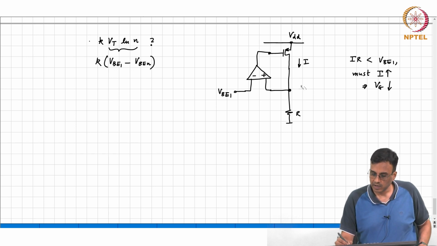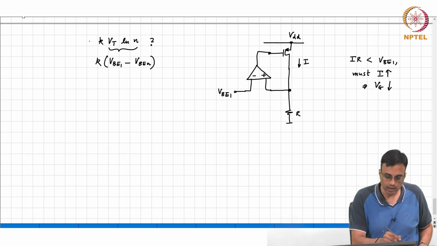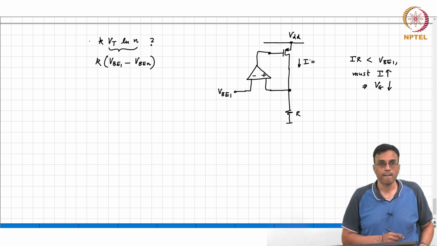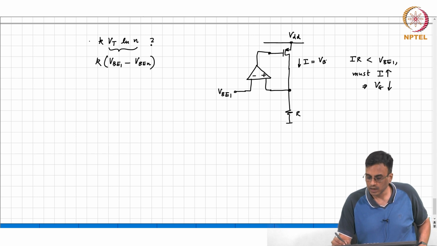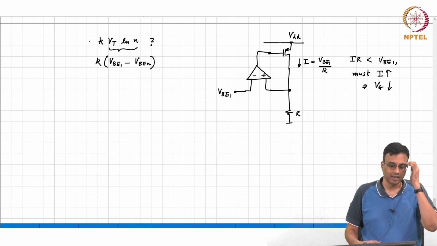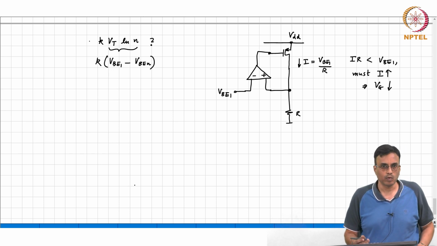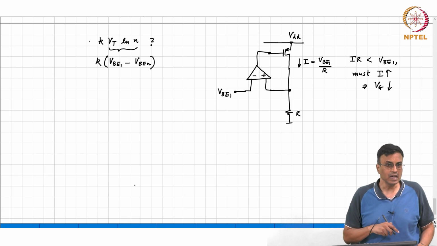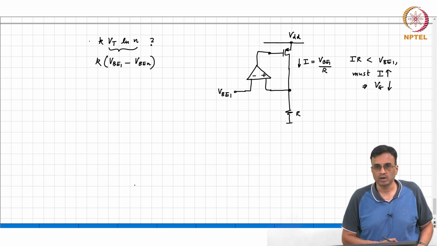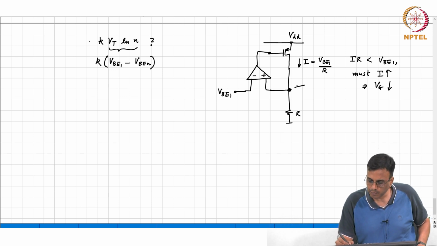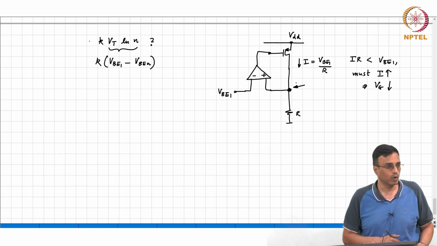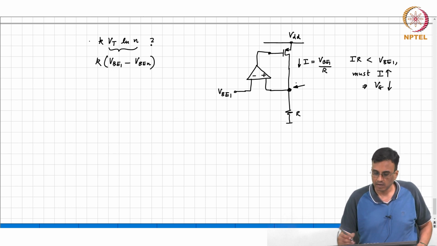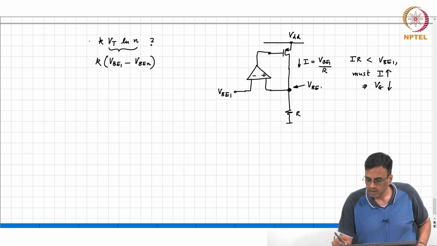So basically, therefore, what happens to I? Vbe1 by R. All right. But what we want is not Vbe1 by R, we want Vbe1 minus Vben by R. Okay. So any suggestions? Because the op amp has infinite gain, what is the voltage on the right hand side? Vbe1, correct. So this current is Vbe1 by R.